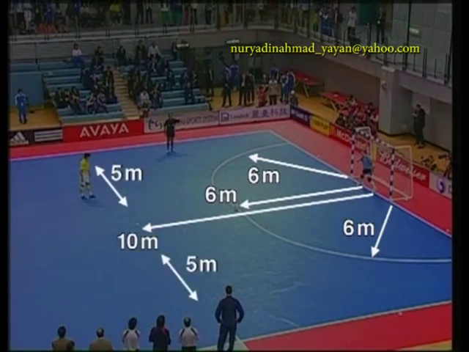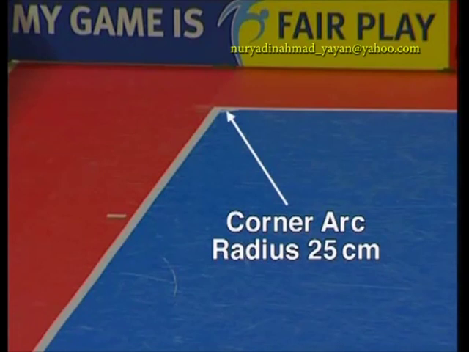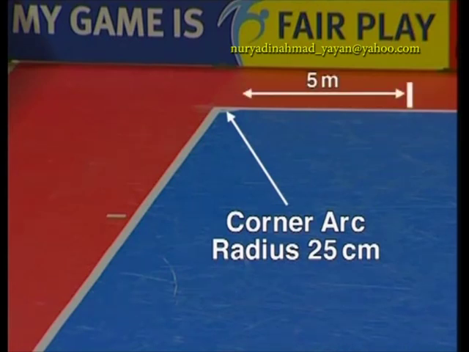2 additional marks, each at a distance of 5 meters on either side of the second penalty mark, must be made on the pitch, to indicate the distance to be observed when a free kick is being taken from the second penalty mark. At each of the 4 corners, a quarter circle with a radius of 25 centimeters is drawn inside the pitch. A mark must be drawn outside the pitch, 5 meters from the corner arc and at right angles to the goal line, to show the distance to be observed when a corner kick is taken.